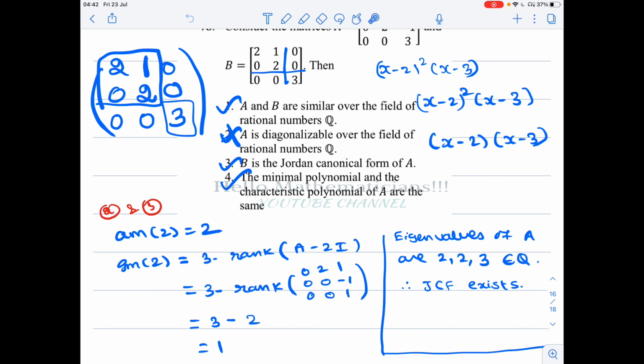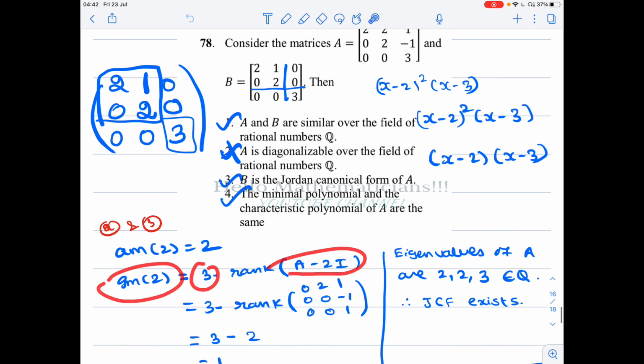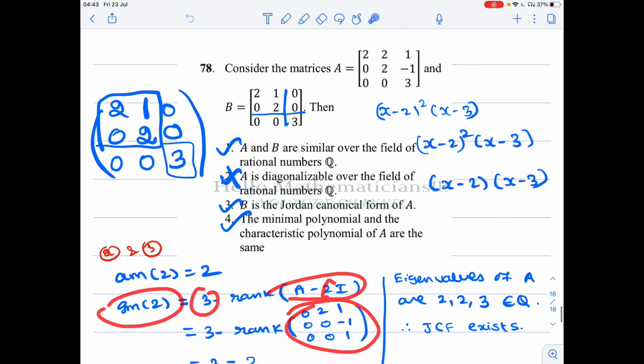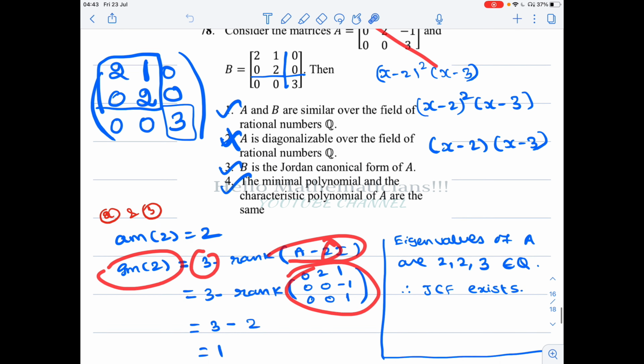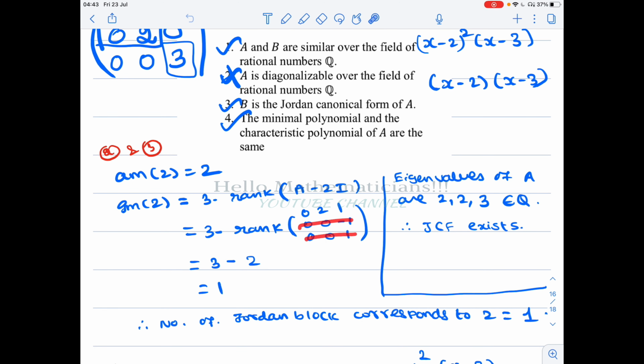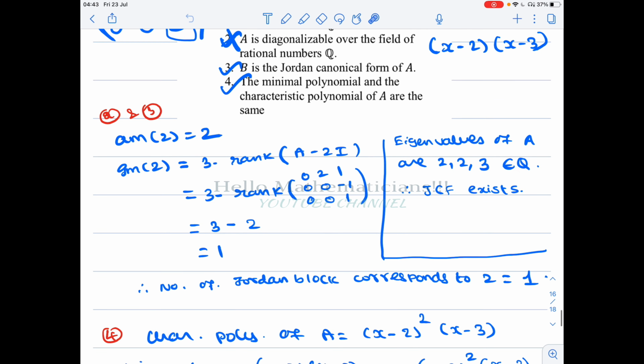So we found a formula. The geometric multiplicity of 2, it is a 3 by 3 matrix, so 3 minus the rank of A minus 2I. So this is equal to 3 minus the rank of this matrix. Basically I have to subtract 2 from the diagonal entries of this matrix. You get [0, 2, 1; 0, 0, -1; 0, 0, 1]. So these two rows are linearly dependent because if you multiply this row by minus 1, you will get this row. And these two rows are linearly independent. Therefore, the rank of this matrix is 2. Therefore, the geometric multiplicity of the eigenvalue 2 for this matrix is 1.